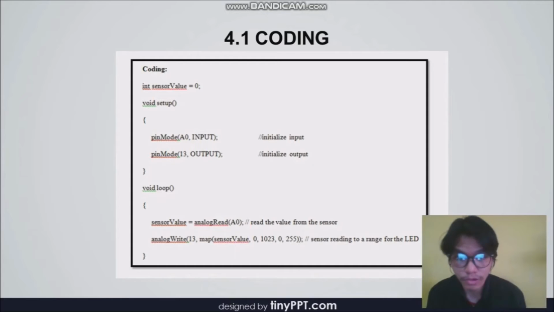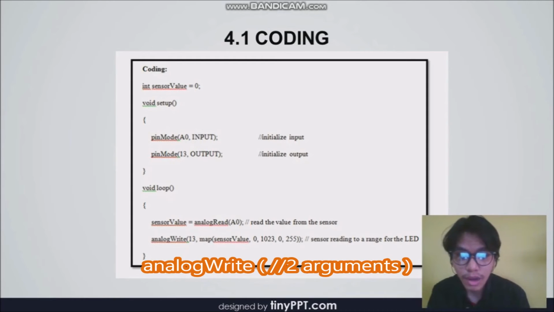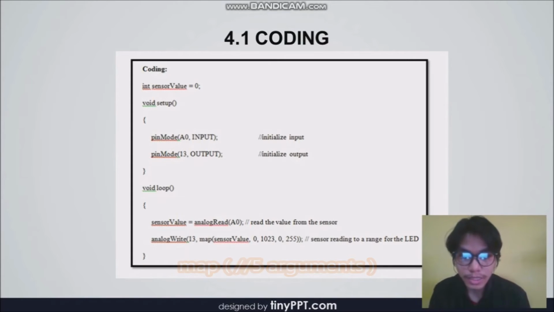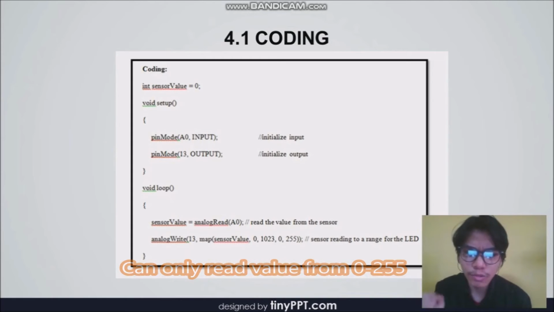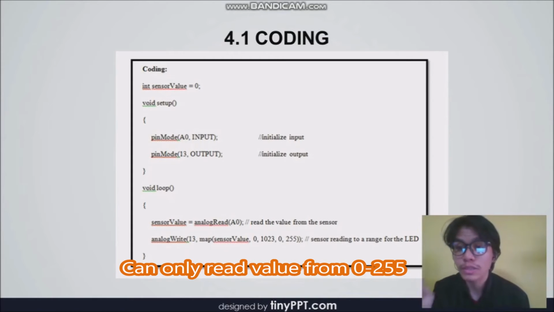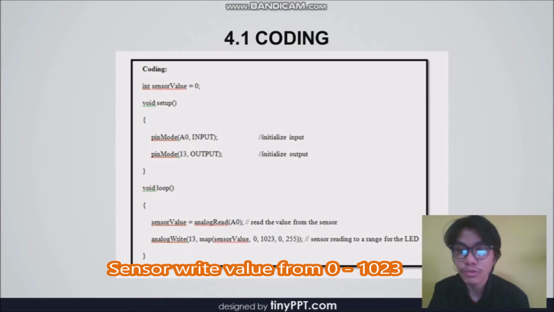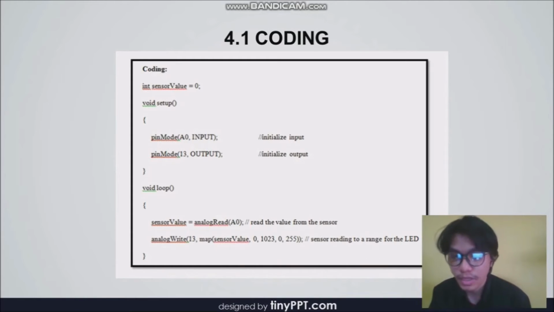In addition, this code has two commands, which are analog write, which takes 2 arguments, and map, which takes 5 arguments. Analog write takes the LED pin 13 as the first argument and the value to write as the second argument. Because analog write can only take values from 0 to 255, and the sensor can give values from 0 to 1023, we need to scale down the value.